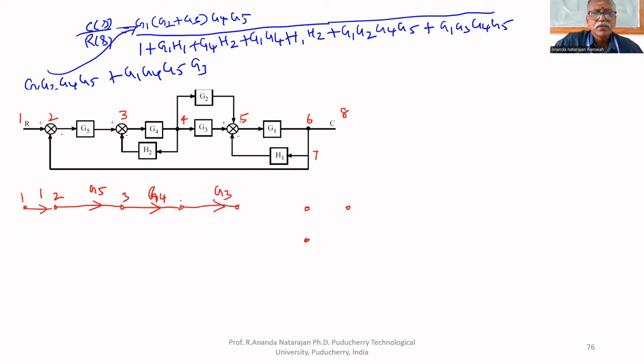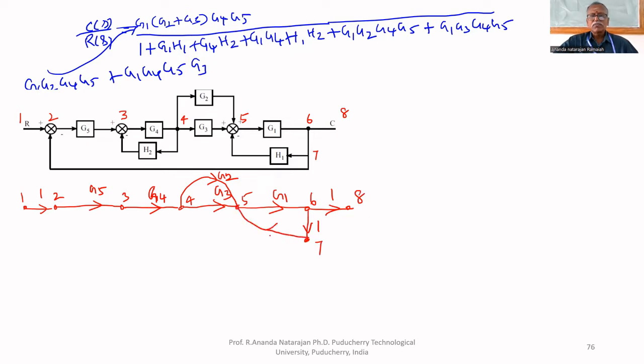G3, G2, G1, 1. This is also 1. This is 5, 4, 6, 7, 8. 7 to 5. One path is there, feedback path, H1, minus H1 because negative feedback.